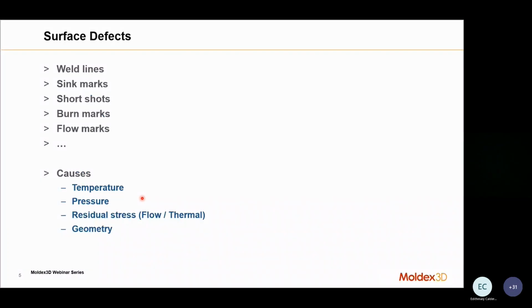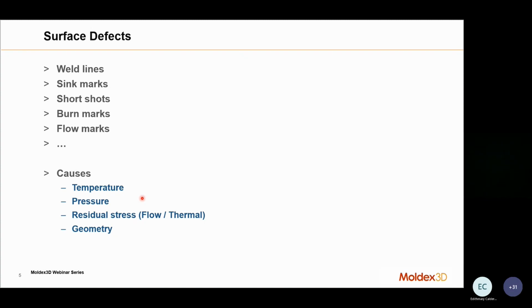So when you talk about surface defects, they can be very varied, right? You can have weld lines, sink marks. You're talking about some kind of flow marks or burn marks. Now, the causes for any or all of these could be very different. Some stress marks could be caused by temperature imbalances. Others could be caused by pressure issues, geometry-induced issues, or even residual stresses in the parts.